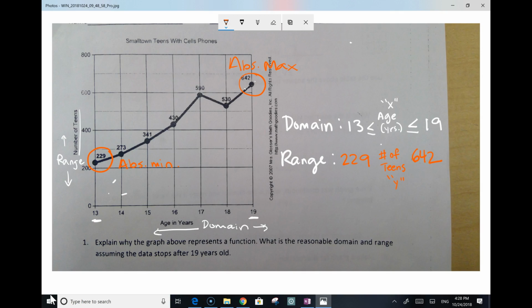Now, 229 teens are 13 years old. And so we're going to put less or equal because we actually have this data, this number of teens. There are actually 229 teens at the age of 13 in this small town. And there are actually 642 teens who are 19 years old. So we're going to put less or equal to for that because you actually have 642 people at the age of 19 who own a cell phone. So this is the domain and range for this graph. And that answer is number 1.